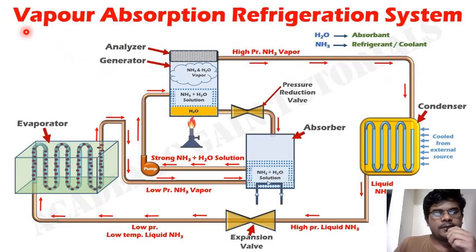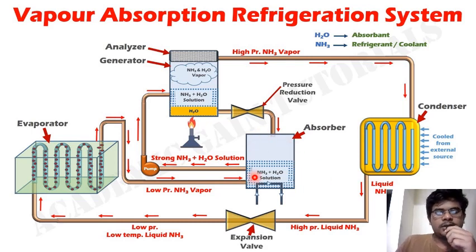Now coming to the second refrigeration system, the vapor absorption refrigeration system. A vapor absorption refrigeration system consists of the evaporator, expansion valve, and condenser that we have in common with the vapor compression system. But the only thing that gets replaced in a vapor absorption system is the compressor. In place of a compressor, we'll be using a generator, absorber, and a pump. In the absorber, we'll be having an ammonia solution, which is basically ammonia and distilled water.